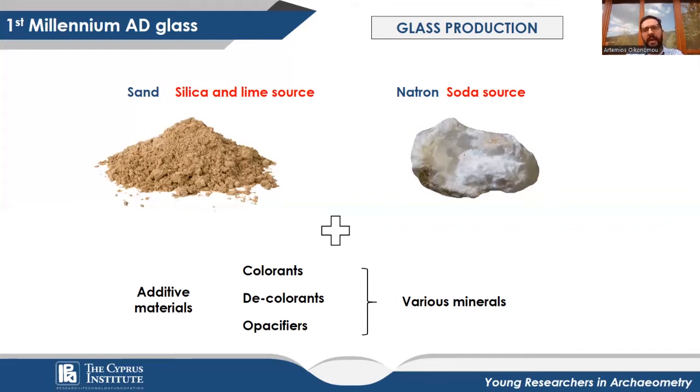Apart from these basic raw materials, glass makers also used other additives, which were added in the form of minerals so as to offer the unique properties of glass, that is the coloration, the transparency, and the opacity.